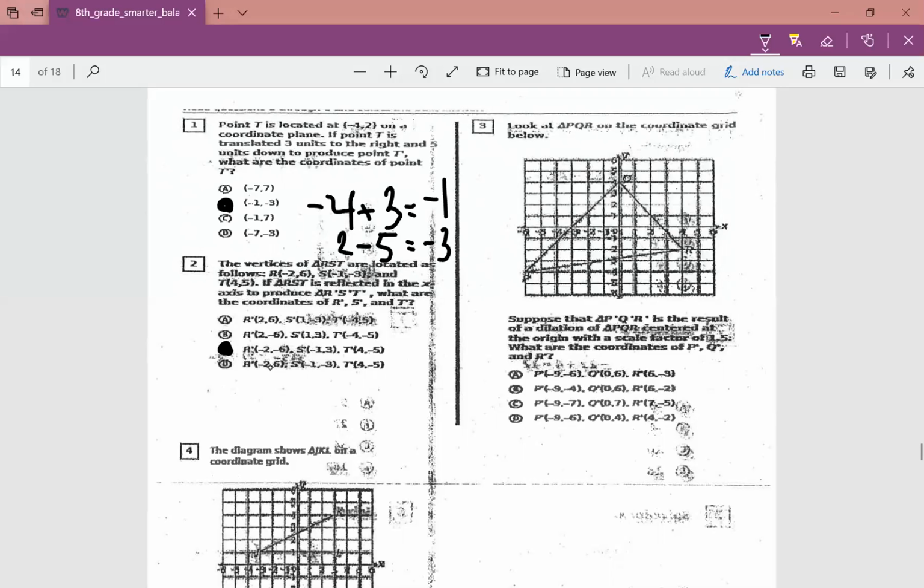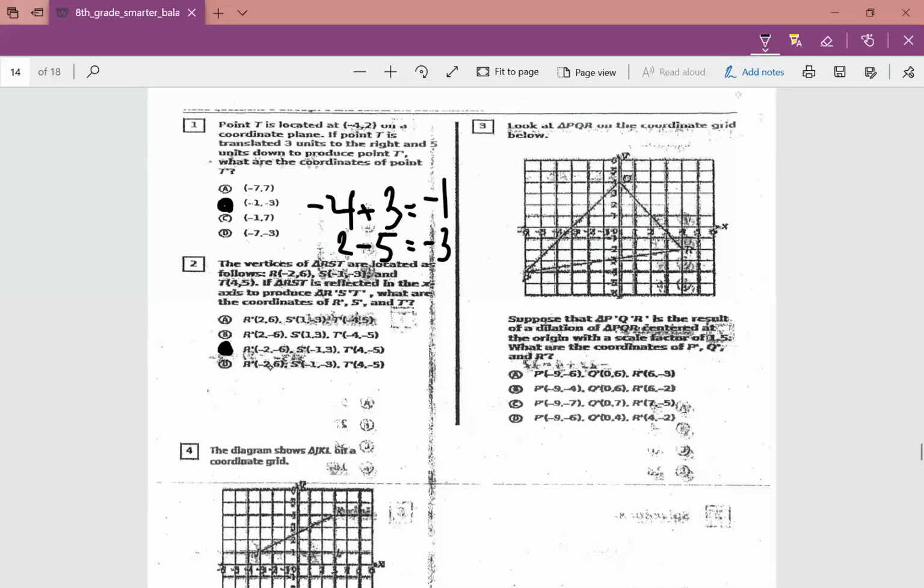Moving on to number 3, look at triangle PQR in the coordinate grid below. Suppose that P1Q1R1 is the result of a dilation of triangle PQR centered at the origin with a scale factor of 1.5. What are the coordinates of P1, Q1, and R1? Under a dilation centered at the origin, the coordinates of each point are multiplied by the scale factor, and in this case, the scale factor is 1.5.